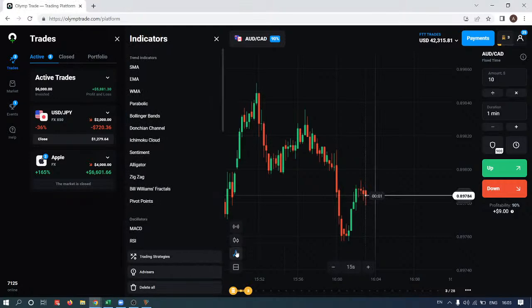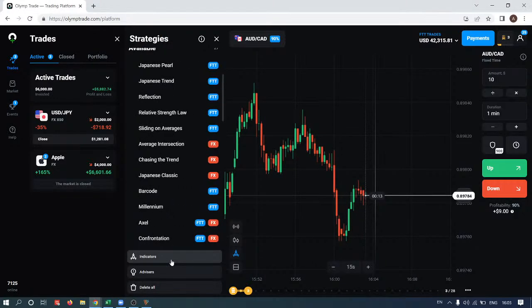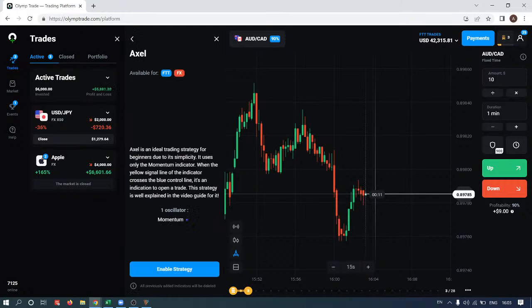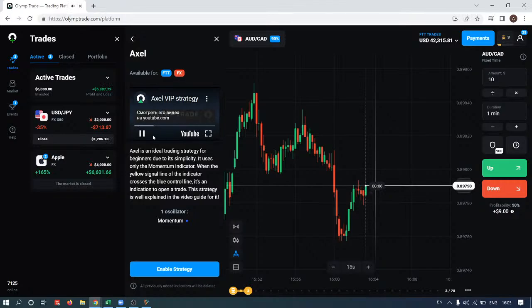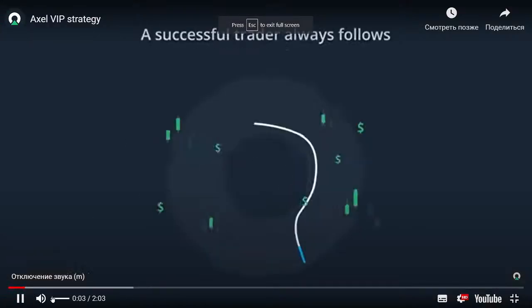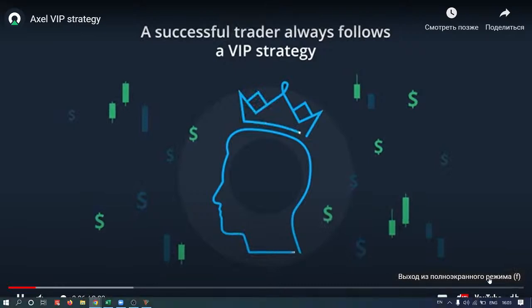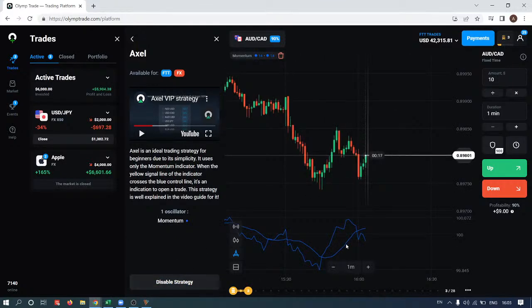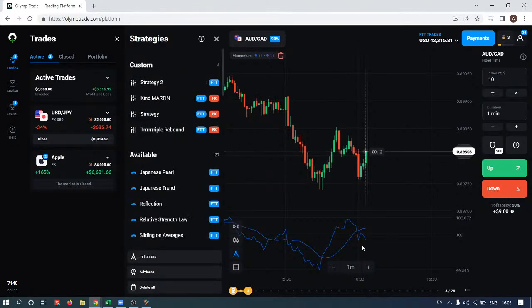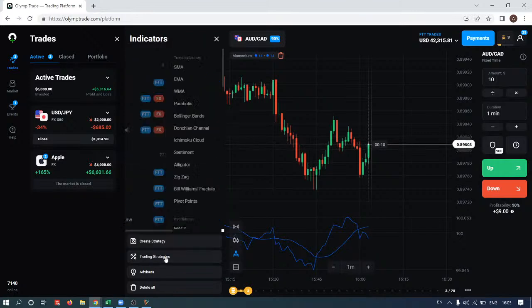If you want to know how this strategy works, you can go to our trading strategies tab, click here, and we have this little explanation. It explains trading signals with this strategy, and you can enable it from here, but I don't really like enabling it from here, because I will show you the difference.